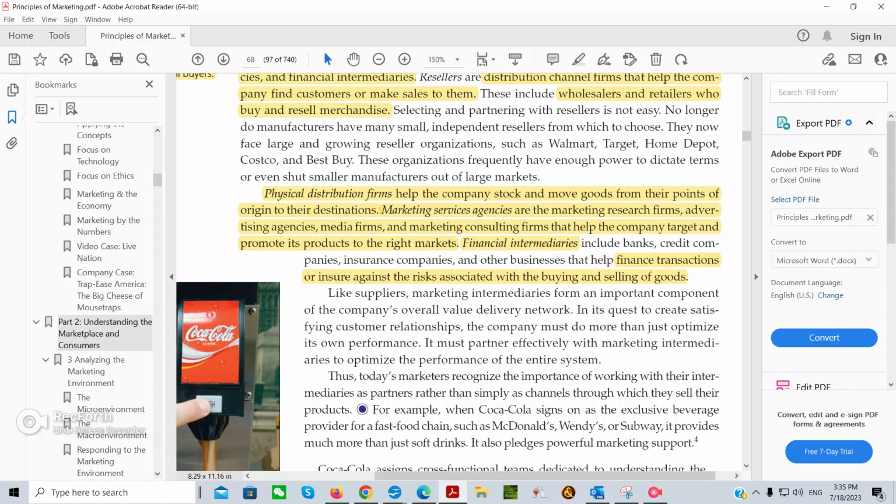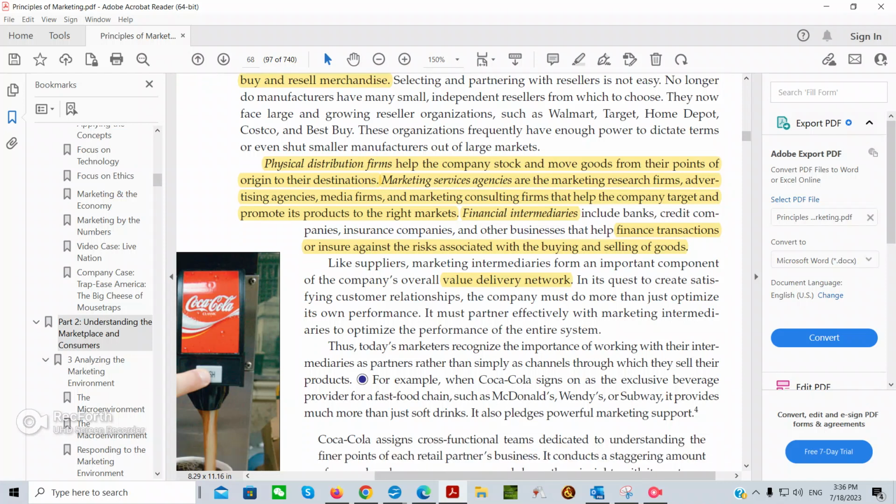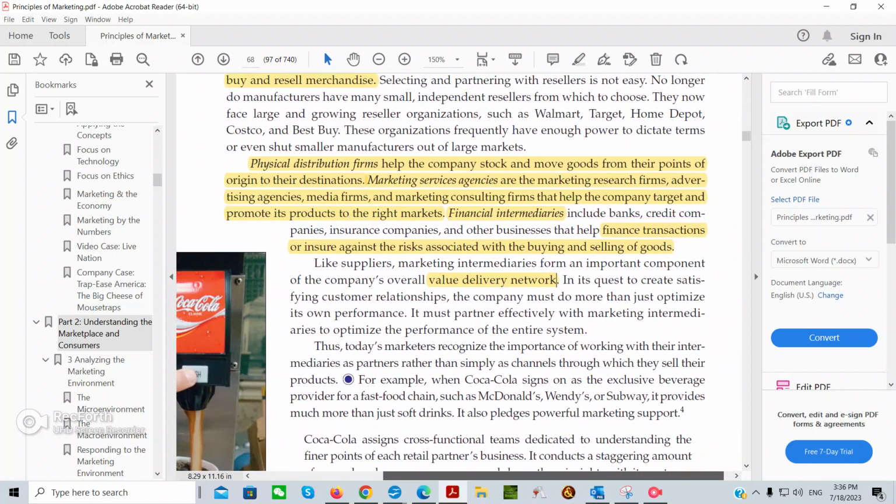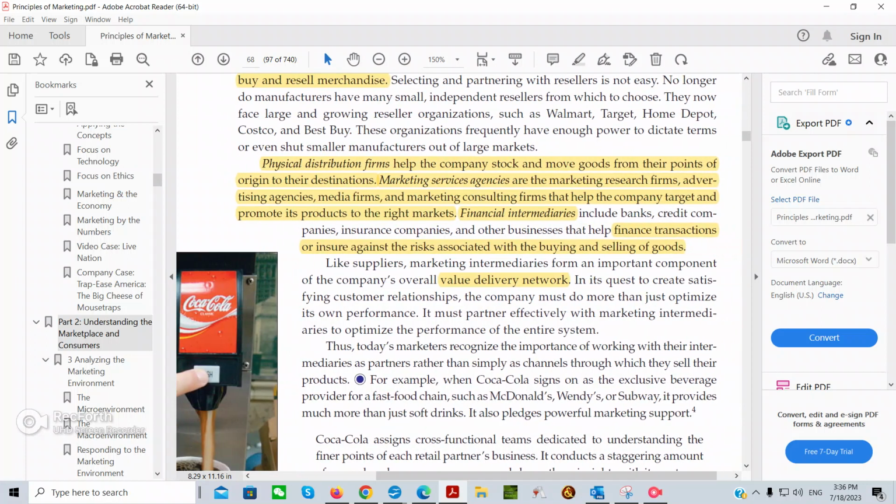Like suppliers, marketing intermediaries form an important component of the company's overall value delivery network. This is an idea that comes up a lot, so I'm highlighting it. In its quest to create satisfying customer relationships, the company must do more than just optimize its own experience. It must partner effectively with marketing intermediaries to optimize the performance of the entire system. Now, if you're a marketing company, you can in-house that. But if, let's say, you're just a regular company and you're not skilled in marketing, that's why you want to hire out for someone to do your marketing for you.